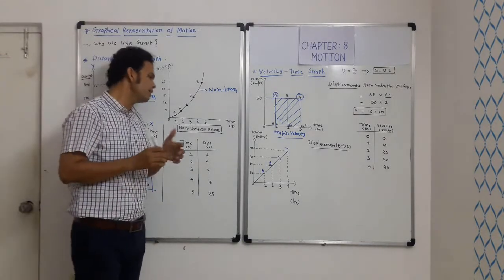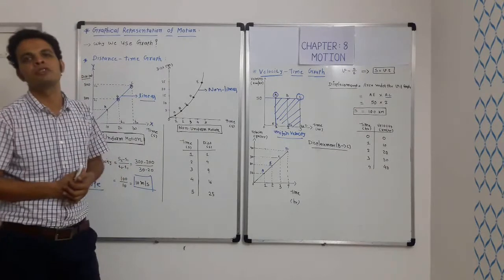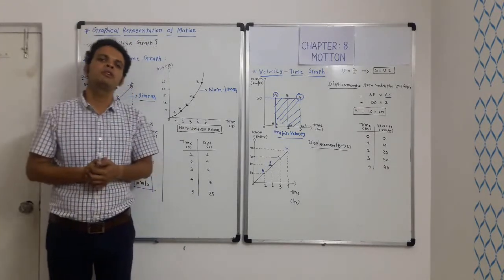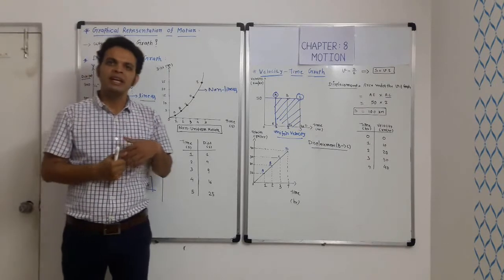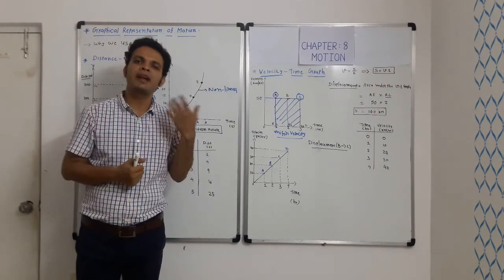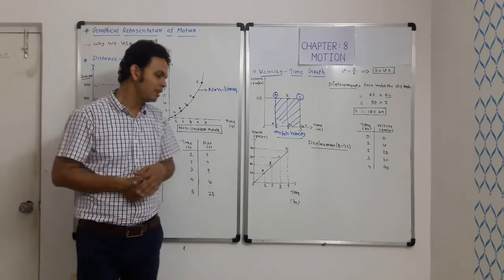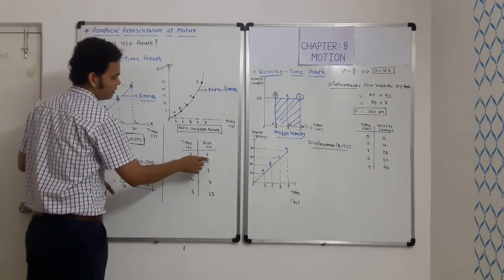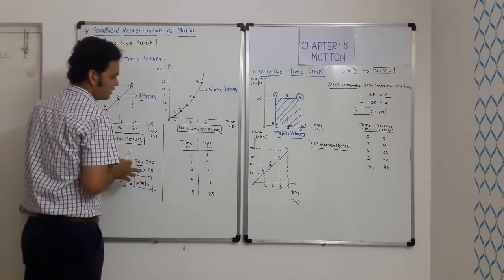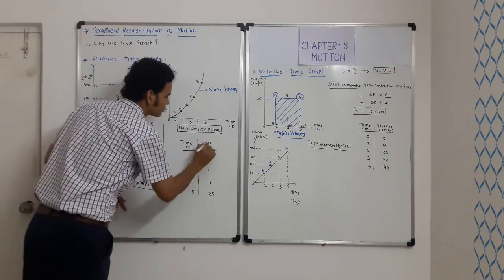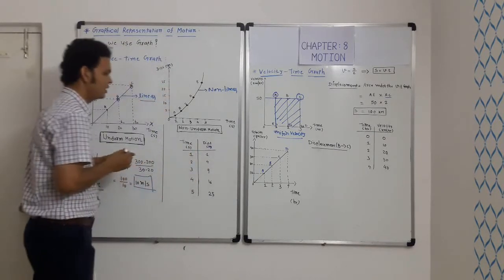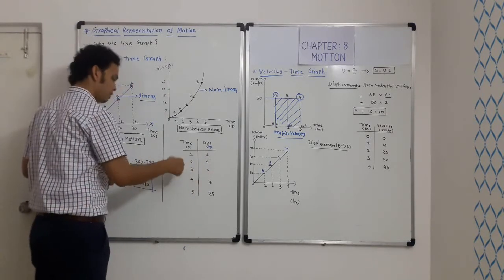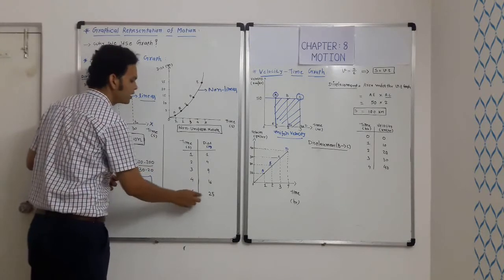We can also take the example of non-uniform motion. You must be remembering what non-uniform motion is. Non-uniform motion is the motion in which an object is not traveling equal distance in equal time. Here you can see in this table, in 1 second it has traveled 1 meter. Let's say it is in meter, not in second. So in 1 second it has traveled 1 meter, in 2 seconds 4 meters, in 3 seconds 9 meters, in 4 seconds 16 meters, in 5 seconds 25 meters.